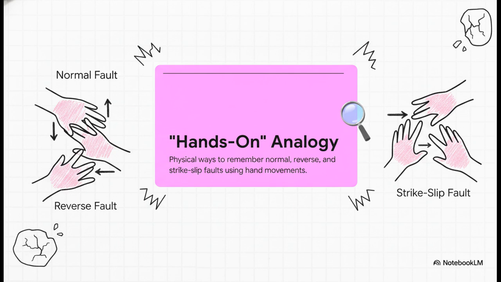To really anchor this in your mind, I've got to share this brilliant teacher's tip. We call it the hands-on analogy, and you can honestly do this right now. Put your hands together, palm to palm. Okay, for a normal fault, slide one hand straight down. That's tension pulling the crust apart. For a reverse fault, slide one hand up. That's compression pushing it together. And for a strike-slip fault, put your hands side by side, knuckles touching, and slide one forward and one backward. That's your shear stress. It's such a simple physical movement, but it perfectly mirrors the massive tectonic forces shaping our continents.